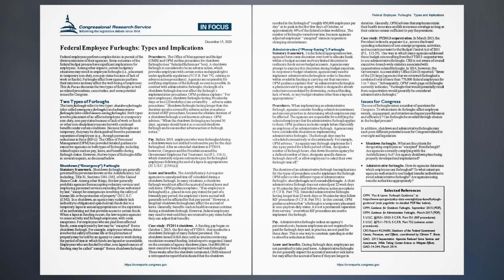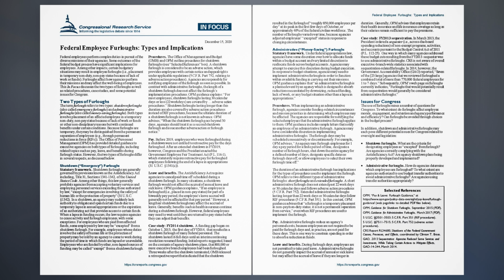This In Focus discusses the two types of furloughs as well as related procedures, case studies, and some potential issues for Congress. Two types of furloughs. The term furlough refers to two types: shutdown furloughs, also called emergency furloughs, and administrative furloughs, also called money-saving furloughs.